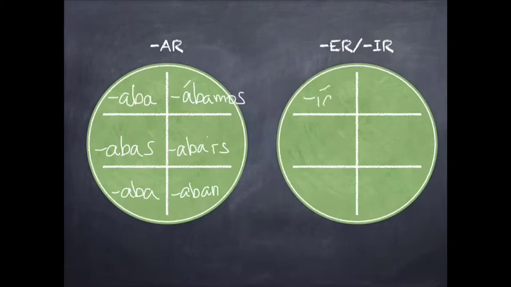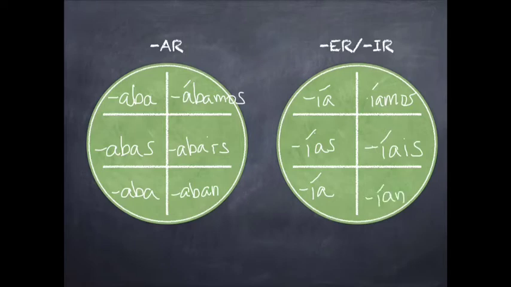It's ía, and all of these carry accents. Ía, ías, íamos. Just tack these onto the end of the words. Íais. It's got a lot of vowels in there. Then ía, an accent over the I, and ían. Okay? Now make sure you understand the difference between the AR verbs and the IR verbs.